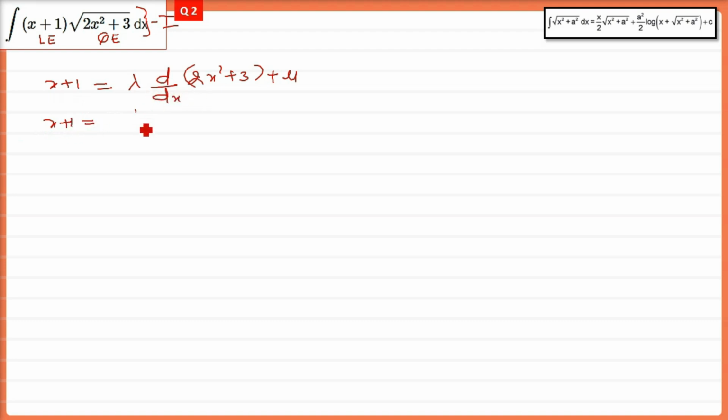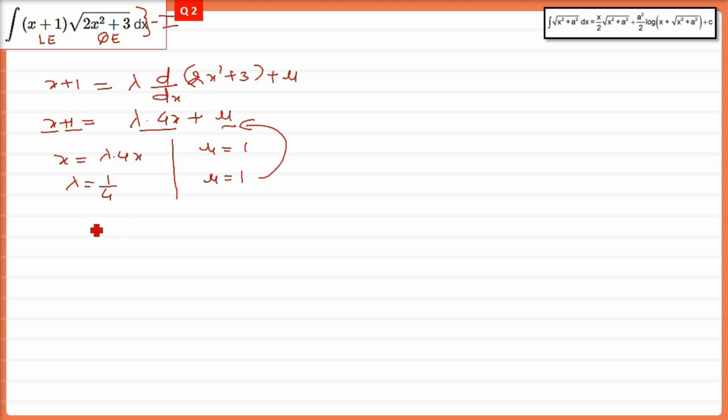x plus 1 will be equal to lambda times the differentiation of 2x square plus 3. It's 4x, and then plus mu. Now we need to equate the similar terms, x with x, constant with constant. So x will be equal to lambda into 4x and mu will be equal to 1. That is, lambda will be equal to 1 by 4 and mu will be equal to 1.